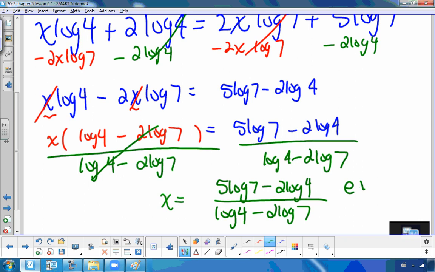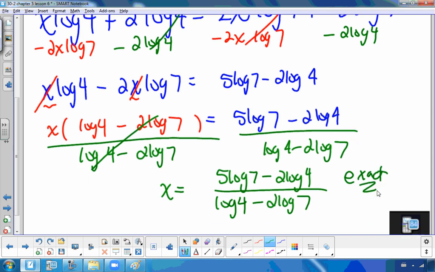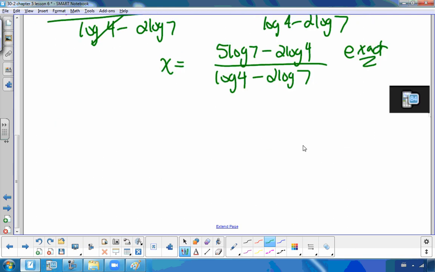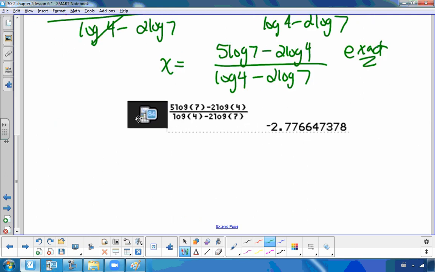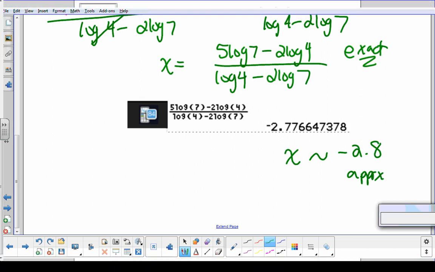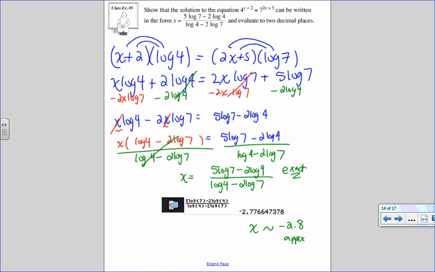Okay, so if I ask for an exact value or an exact solution, that's what I'm looking for. But I always like to put it into my calculator just to kind of see what is x equal to. So putting that whole thing into my calculator like that, I can see that x is approximately negative 2.8. So this is an approximate solution. So that would be my whole solution. Now, I don't want to do that unless I have to. So the only time I do that is if I have to. And you can see that we got what we were supposed to get.